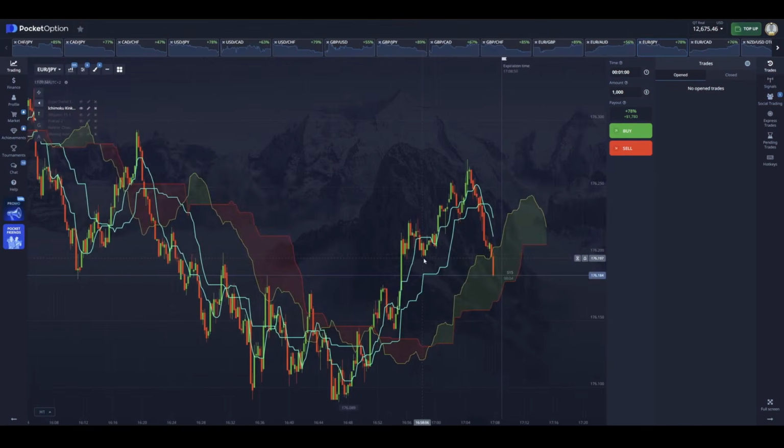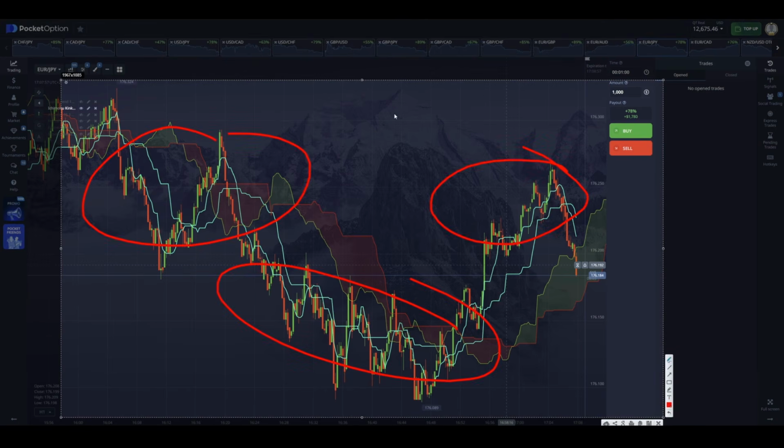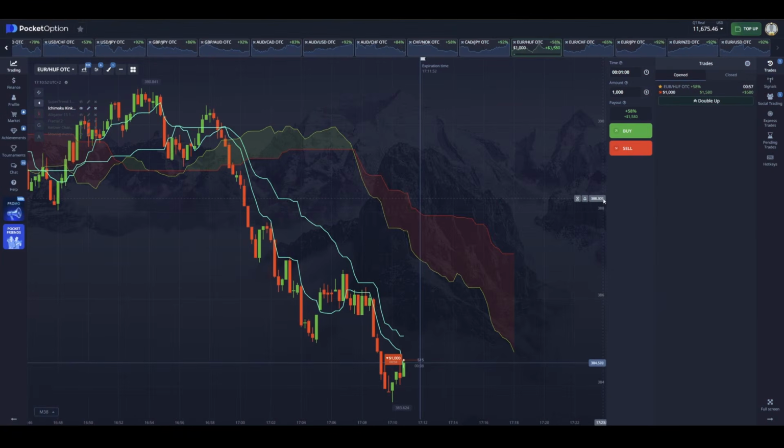I only have $1,400 left to earn. If you see a situation like this, where the price is moving very chaotically, just skip it. Use only those moves where the price is clearly going down or up. Those will be the safest moves. On the OTC market, everything works exactly the same.